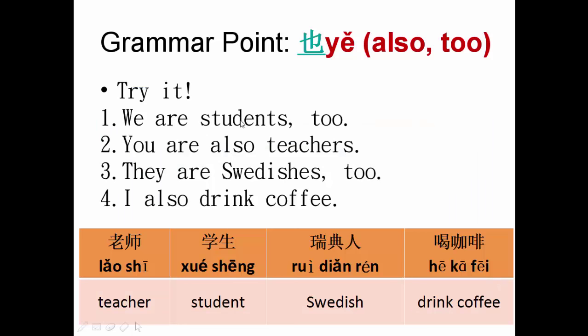Next one, let's do some examples. We are students too. You are also teachers. They are Swedish too. I also drink coffee. So we have to use 也 a lot. Here are the keywords. 老师, teacher. 学生, students. 瑞典人, Swedish. 喝咖啡, to drink coffee. You can stop here and try to make the sentences by yourself, and then you can play it again so that we can check the answer.